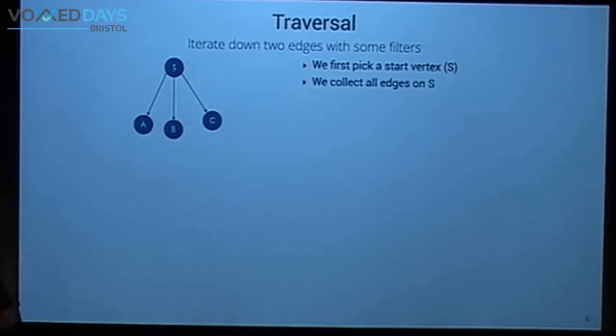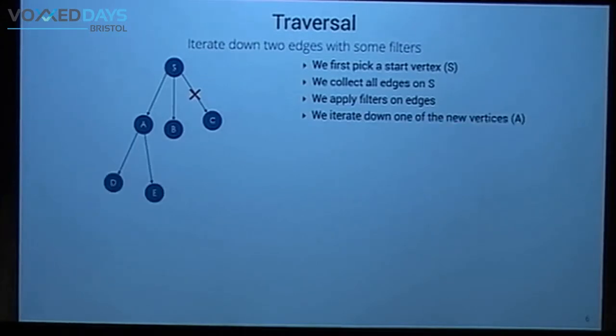Then I have to take a look at all the connected edges for S. Then I have to check which of these edges actually fit the filtering conditions. So in my case, I would like to exclude this edge. Then I still have S to A and S to B.